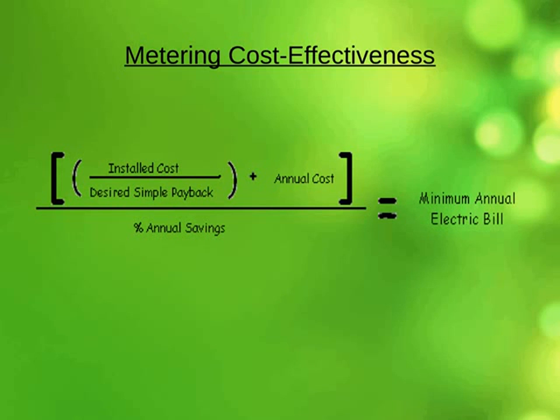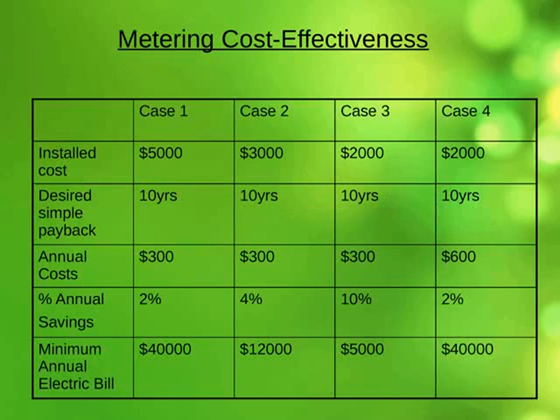Next slide. I've got a couple of use cases here spelled out in cases 1, 2, 3, and 4, where the installation cost, the payback, and the annual cost associated with the monitoring or metering program drive the percentage annual savings, or allow you to look at the right type of meter and the desired payback, given that you either have the minimal annual electric bill or you're looking to solve for what it should look like. Getting close on time here, so I'm going to move on.